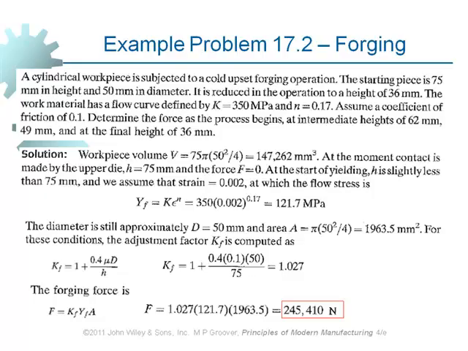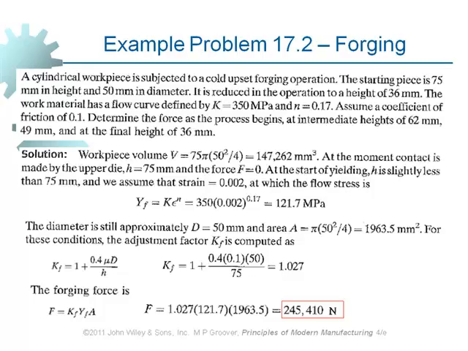We've got to also compute the required force in intermediate points at a height of 62. 75 we just did, 62 and 49, and at the end of the process. How do we do this part? For the height of 62, how do we compute force? Same equations. What do we do?